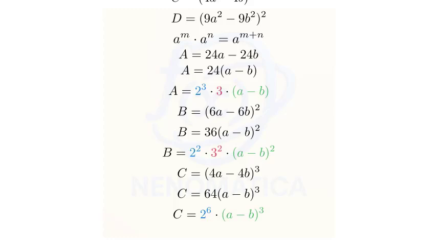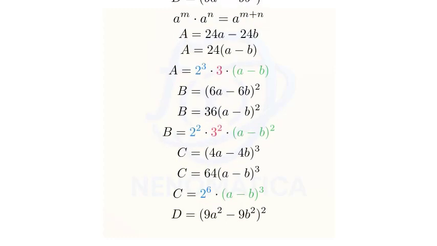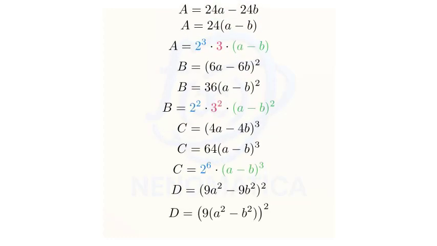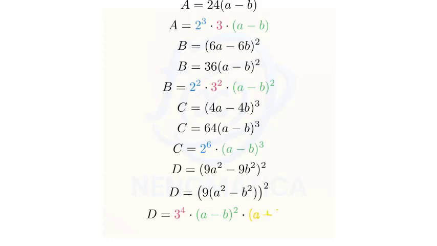Step 4. Factor d. d equals (9a squared minus 9b squared) squared. Factor out 9 to get 9 times (a squared minus b squared), then square the whole thing. Use the difference of squares. a squared minus b squared equals (a minus b) times (a plus b). After squaring, 9 squared becomes 3 to the 4, and both binomials are squared. So d equals 3 to the 4 times (a minus b) squared times (a plus b) squared.